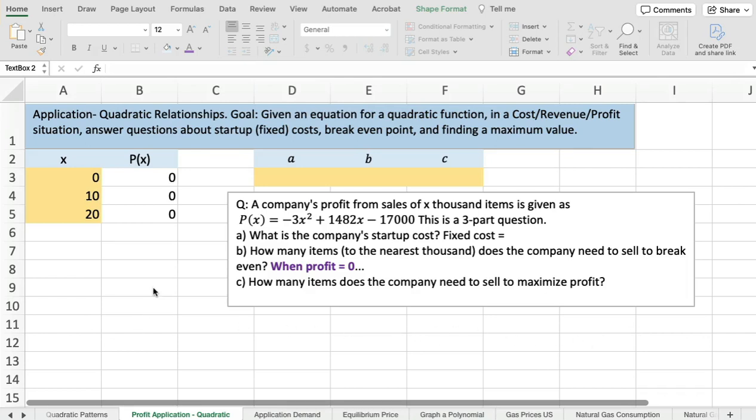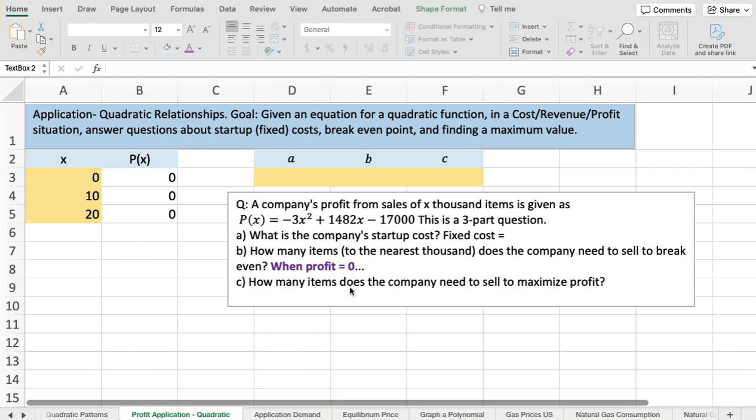We're going to do another quadratic type application. This time our goal is we're given an equation for either cost, revenue, or profit. In this case, it's profit. And the equation we're given is a quadratic function. And then we're going to be answering three questions based on that.